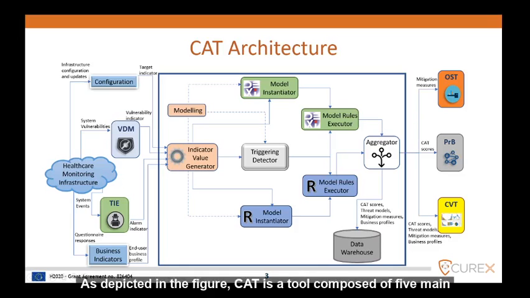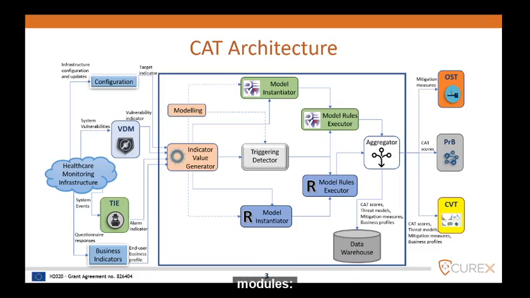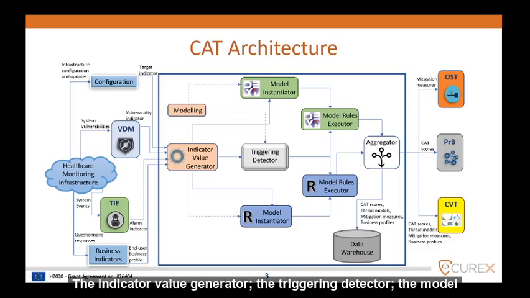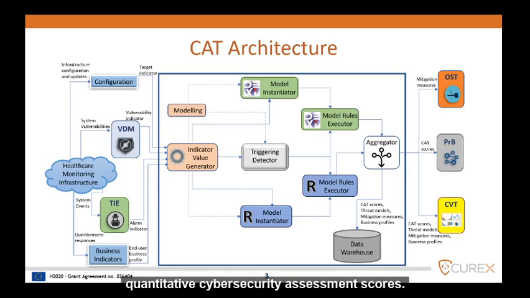As depicted in the figure, CAT is a tool composed of 5 main modules: the indicator value generator, the triggering detector, the model instantiator, the model rules executor, and the aggregator, each of them with a particular function to generate both qualitative and quantitative cybersecurity assessment scores.